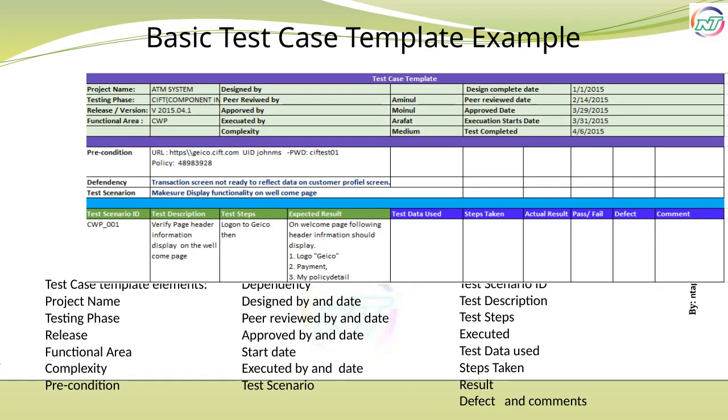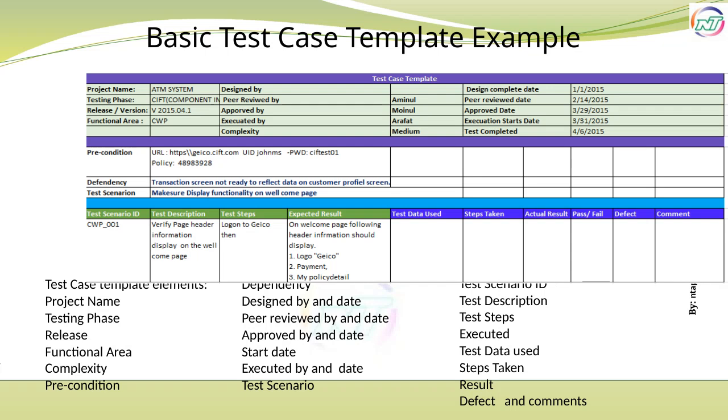This is an example of a basic test case template that includes all key elements necessary to organize and track testing activities effectively. It starts with general project information like the project name, testing phase, release version, and functional area, along with complexity and dates for design, peer review, approval, execution, and completion. Preconditions and dependencies help clarify what setup is required before testing begins and what external factors may impact the test.